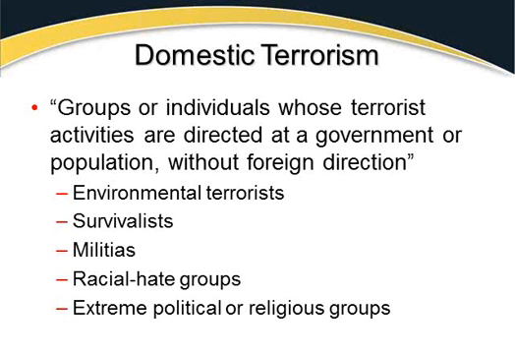There are environmental terrorists who are threatening to do things to disrupt our environment, survivalists and militias, racial hate groups, and extreme political and religious groups. A lot of times these people are looking for ways to coerce the government to do things their way. There have been other things that have happened besides the Oklahoma City bombing, but that was probably the most common.